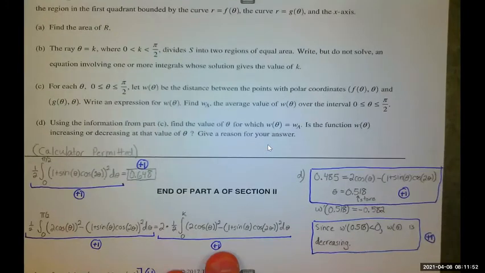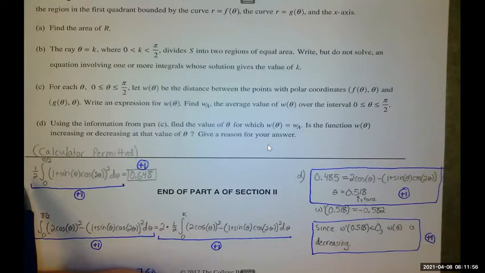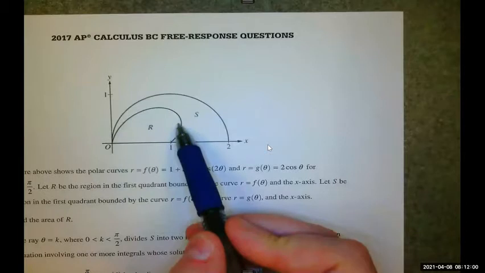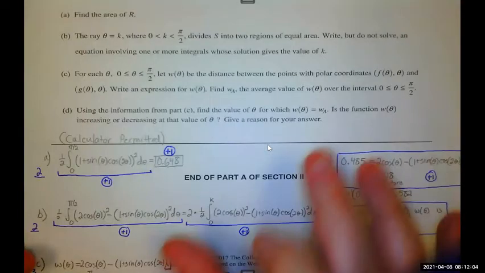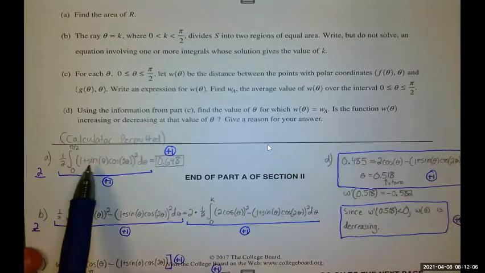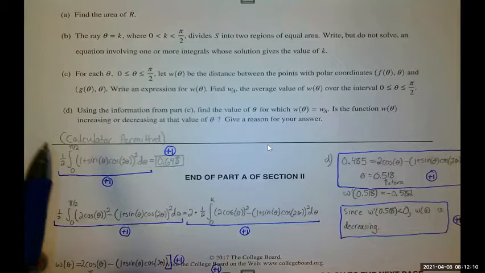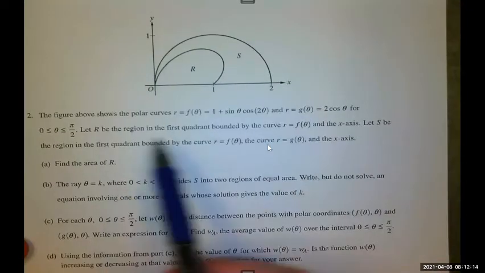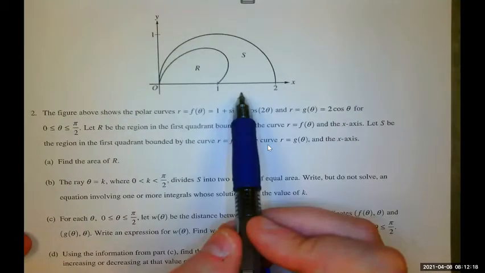So in part A, we're tasked with finding the area of R. R is this region right here, bounded by the curve and the x-axis. So I'm finding a polar area, which means I want 1/2 r squared d theta. And I'm going to go from 0 to pi over 2. How do I know it's 0 to pi over 2? Well, it actually indicates we're going from 0 to pi over 2 like this, but because I had a calculator, I still double checked my graph.